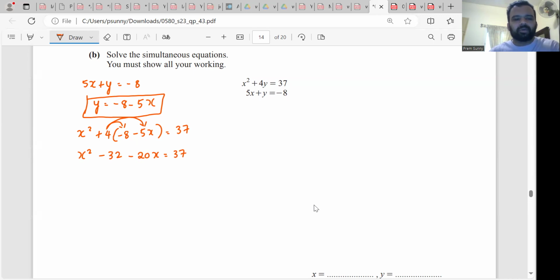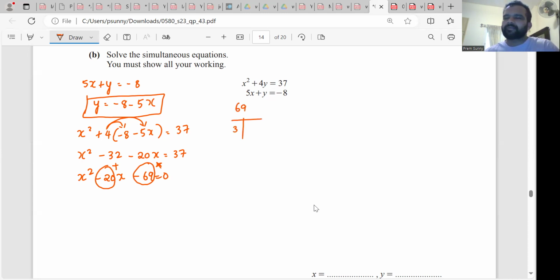So bring this 37 also to the left hand side so that we will be getting a quadratic equation. Simplify and we'll get the x values. So x square minus 20x minus 32, 37 goes to the other side, it becomes minus 37. So minus 32 minus 37 is minus 69 is equal to 0. We need to find two numbers such that when we multiply we should get minus 69, and when we add we should get minus 20, from the factors of 69.